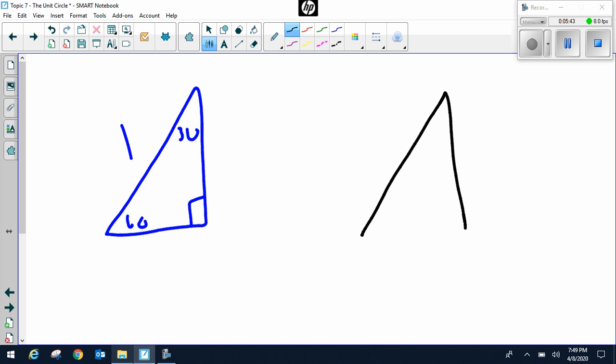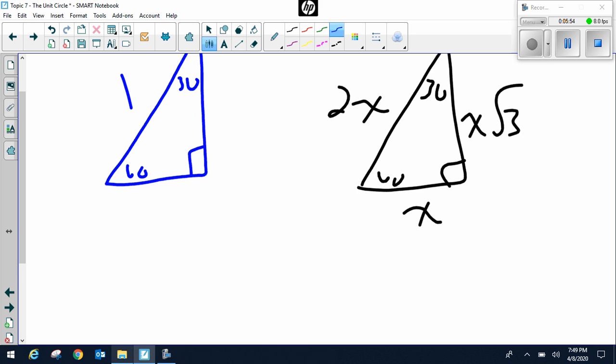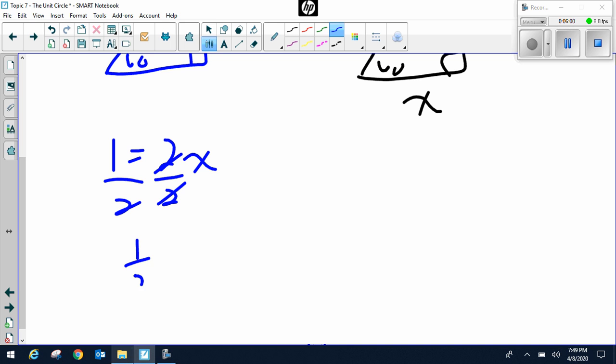So if we redraw this time, x would be the base, 2x is your hypotenuse, and x square root 3 is your height. So again, same thing. 1 is equal to 2x. That's your hypotenuse, so we're going to equal that. So x is 1/2, which in this case is going to be your base.